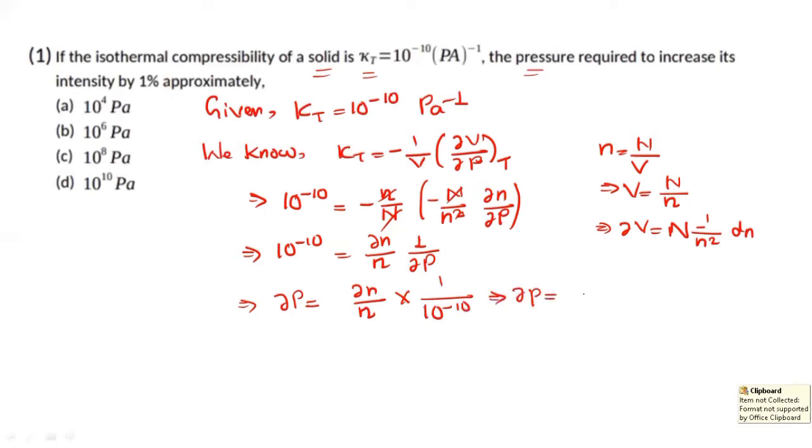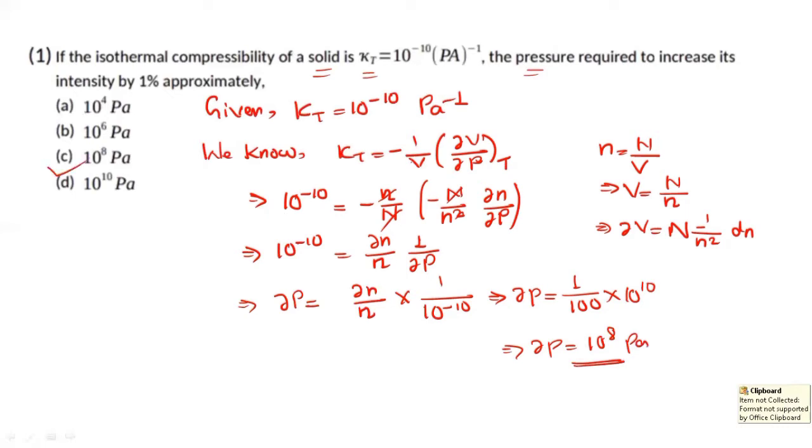delta n by n. Here it is said that the pressure required to increase its density by 1%. So the increase in density is 1%, so delta n by n will be 1 by 100. And this 10 to the power minus 10 will go to the numerator and can be written as 10 to the power 10. So finally you will have delta P equal to 10 to the power 8 Pascal. Okay. So the correct option is option C.